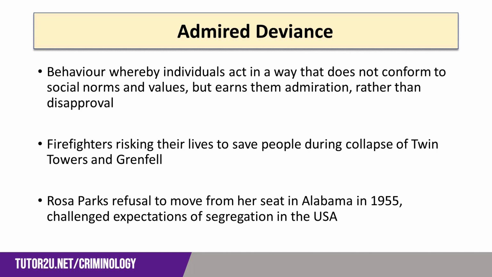For example, firefighters, particularly those who risk their own lives to try and save people in major tragedies such as the collapse of the Twin Towers in New York, or those who tried to save people during the Grenfell Tower fire in London. Most people would not think about sacrificing themselves for strangers, and so the acts of these firefighters is technically deviant and admirable.